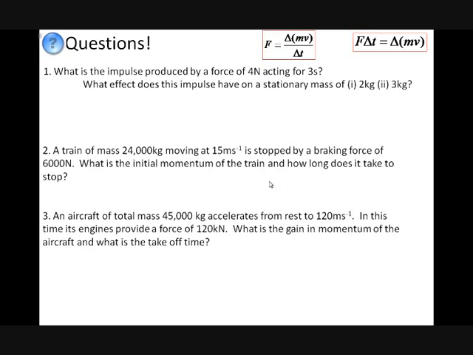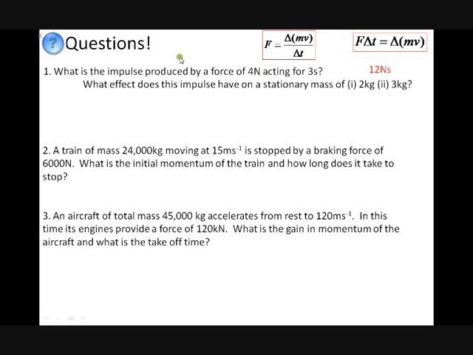If we just do a couple of quick questions, these are quite simple, straightforward questions to get you started. What is the impulse produced by a force of 4 newtons acting for 3 seconds? So if I use this equation, the impulse is the delta mv. It's simply 4 times 3. So force times the time is 12 newton seconds. Just a quick note on the units. The units of change in momentum can be in kilogram meters per second, or they can be in newton seconds.